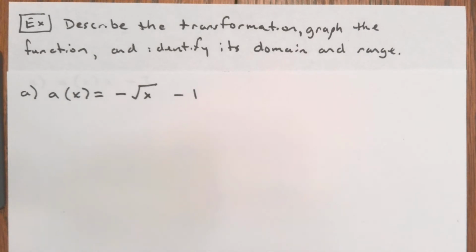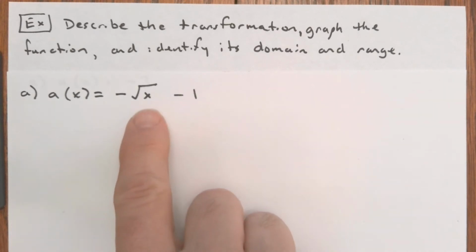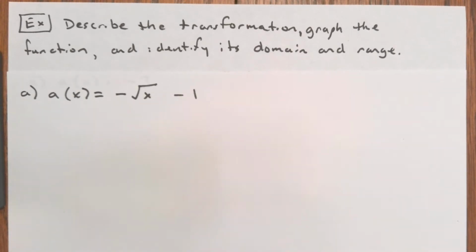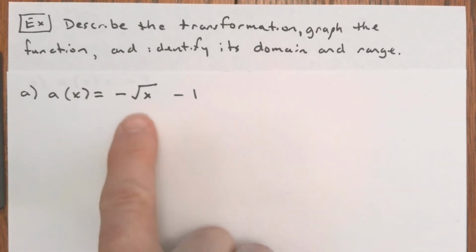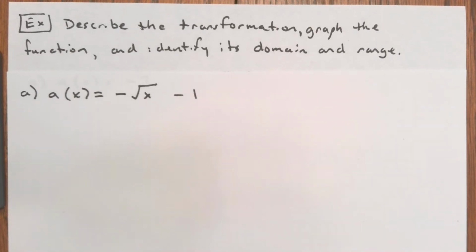For this example, we need to describe the transformation and do the graph. We also need to identify the domain and range. If I take a look at letter A here, I see that this is a square root function. So if we're going to use transformations, we should know what the parent function looks like and then identify what the changes are between that equation and this one.